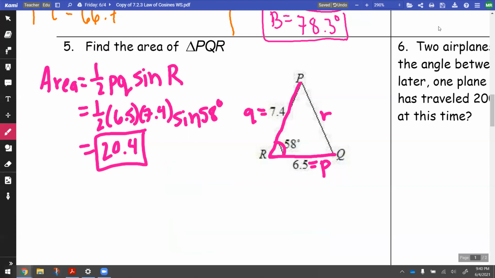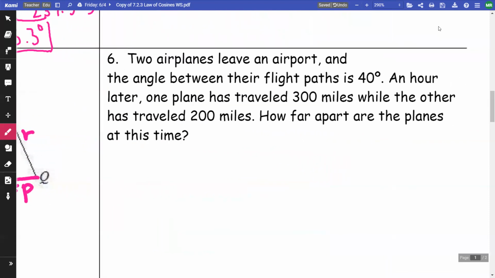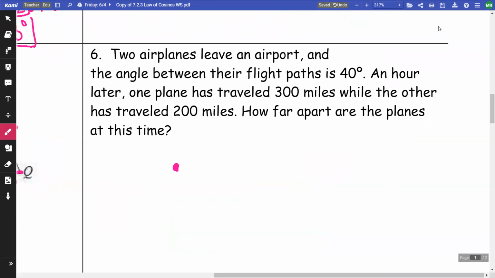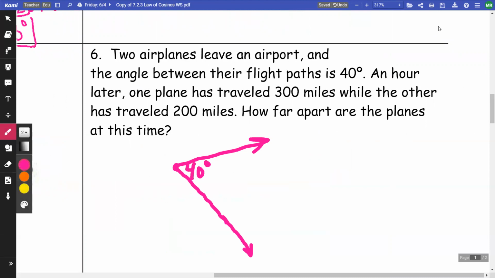On the last problem, it's a word problem. We have two planes leaving an airport. So let's say that this is the airport, and the angle between their flight paths is 40 degrees. So let's say I've got one going this way, and one going this way, and this angle is 40 degrees. We know that one traveled 200 miles, another one traveled 300 miles, and we want to know how far apart they were at this time.